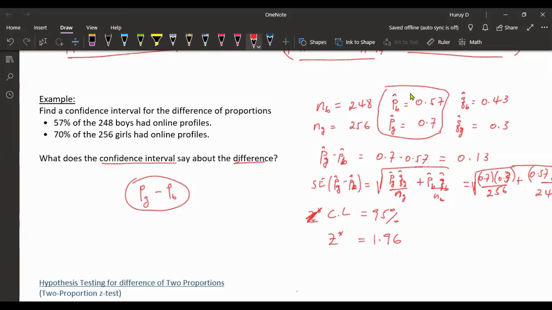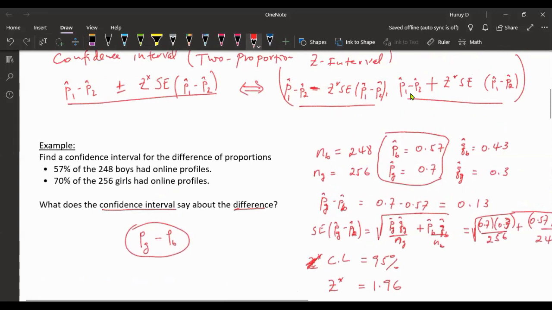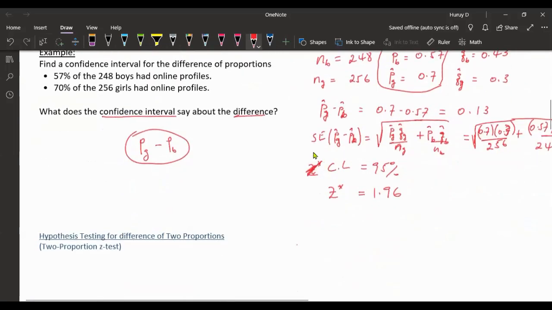Now, the margin of error, of course, is the second term. This is what we call the margin of error. So if you want to put it in short, you can just put margin of error, instead of writing the whole expression.